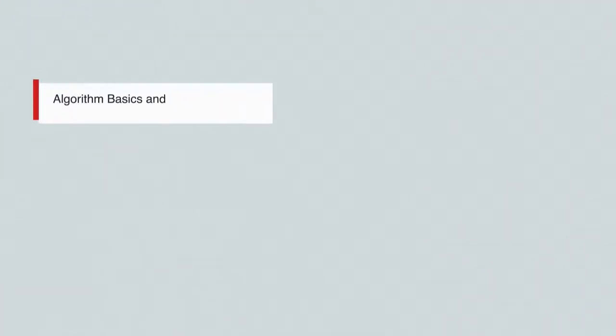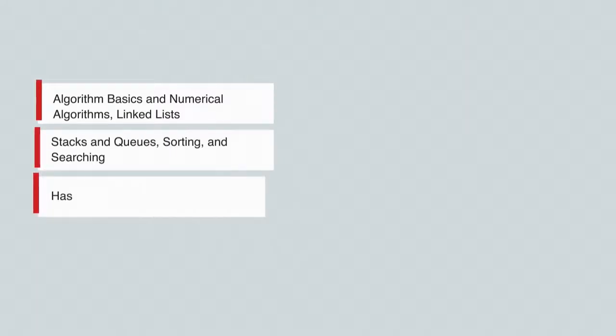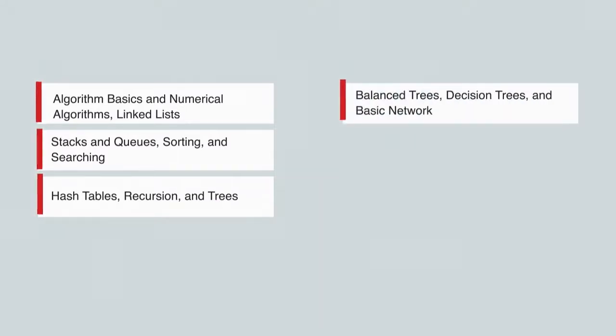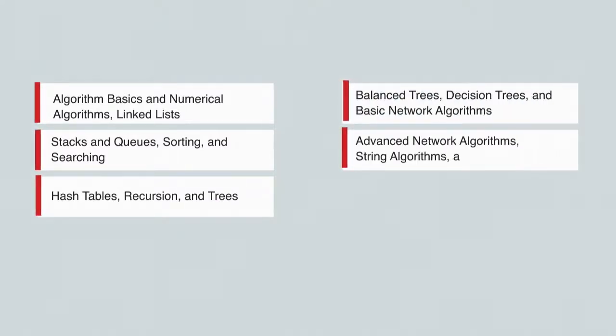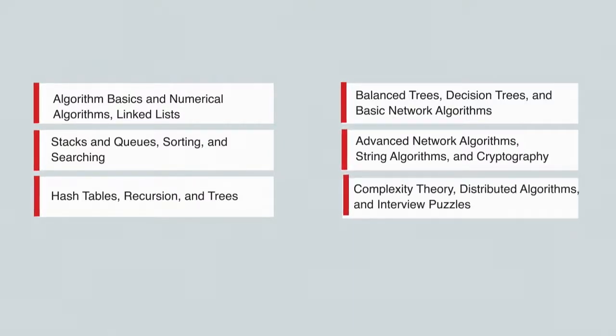Upon course completion, you will know the following concepts: algorithm basics and numerical algorithms, linked lists, arrays, stacks and queues, sorting, searching, hash tables, recursion, trees, balanced trees, decision trees, basic network algorithms, advanced network algorithms, string algorithms, cryptography, complexity theory, distributed algorithms, and interview puzzles.